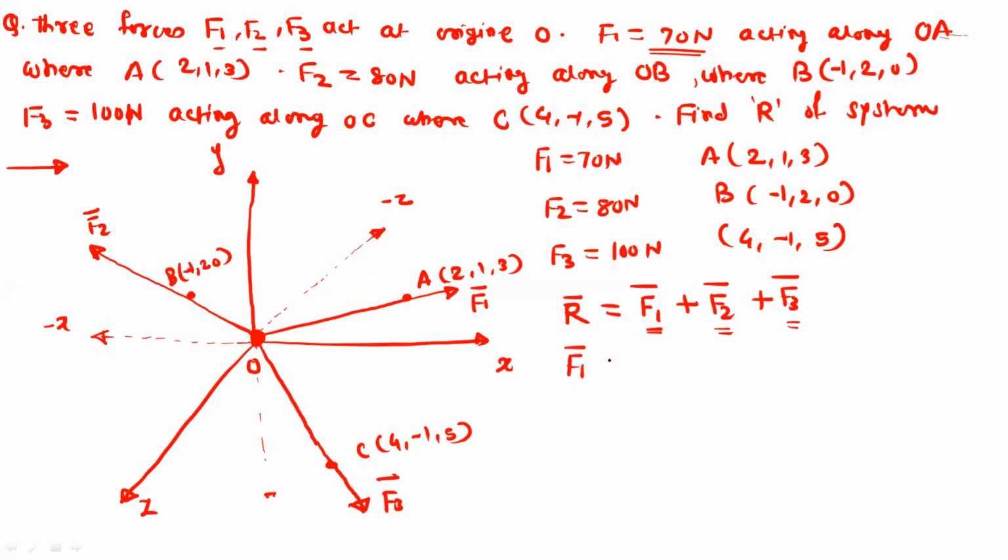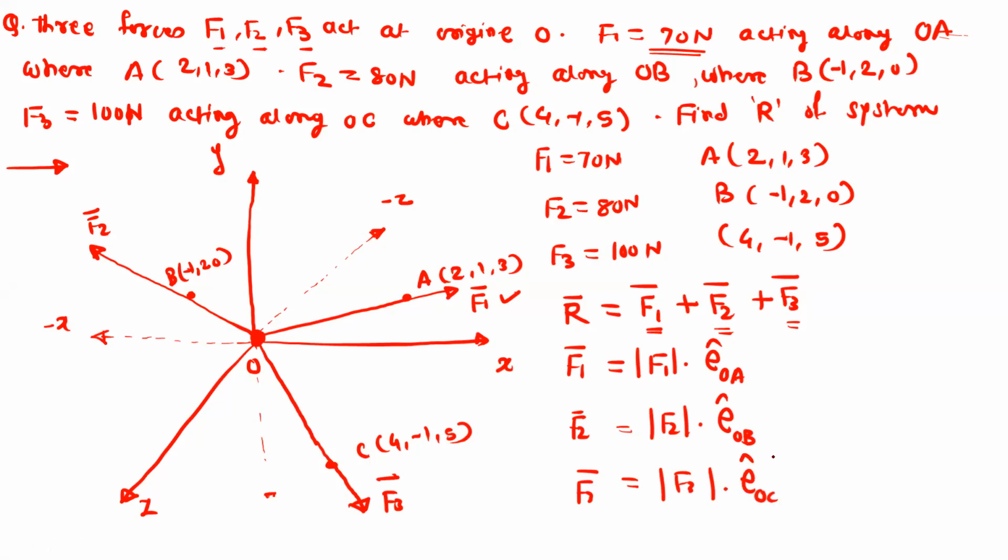So F1 bar is equal to mod F1 into the unit vector in the direction of F1. This unit vector will be along OA. Then F2 bar is equal to mod F2 into unit vector OB, and F3 bar is equal to mod F3 into unit vector OC. So first get these values: unit vector OA, unit vector OB, and unit vector OC.